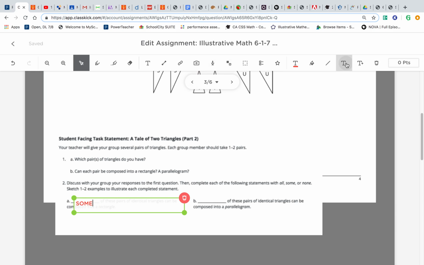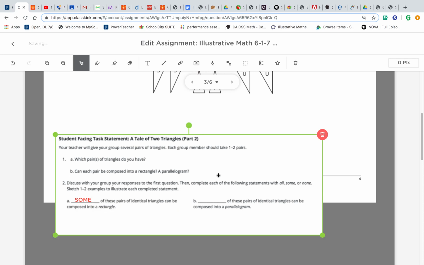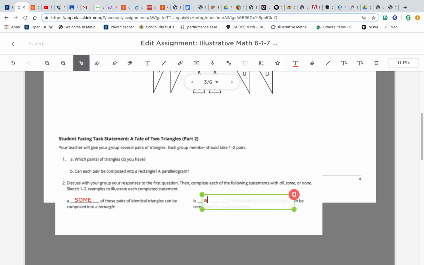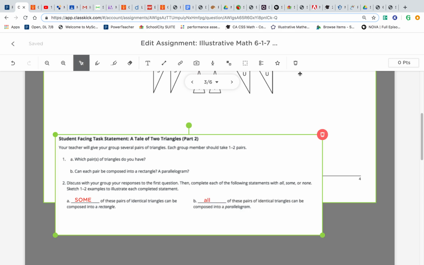It's a little bit big, right? Okay, so some of them can be made into rectangles, but not all. Now, the other one here, blank of these pairs of identical triangles composed into a parallelogram. Yeah, that's all of them. Okay, so this one here, we're going to put all. Okay, hope that helps.